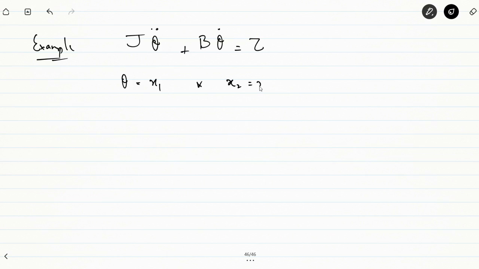and x2 equal to x1 dot is equal to theta dot. Therefore, x2 dot is equal to tau minus b x2 divided by j.